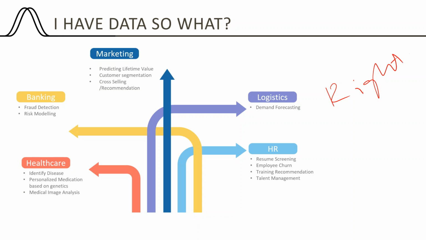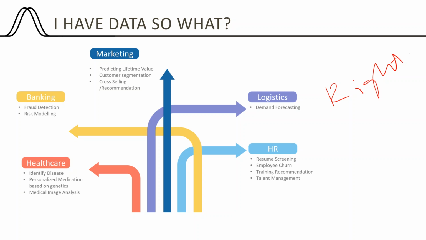Okay, and the risk modeling. This is where data science and machine learning are very much used in the market now, and also your credit scoring.